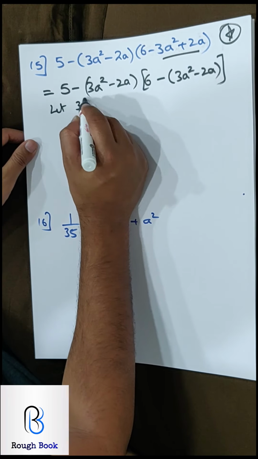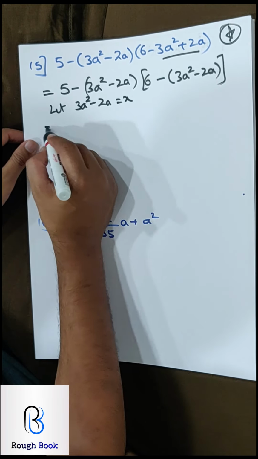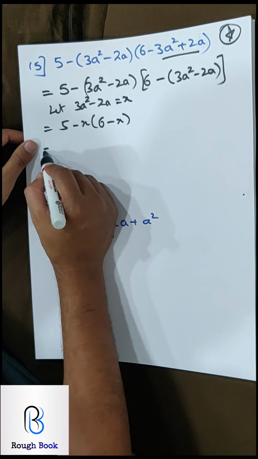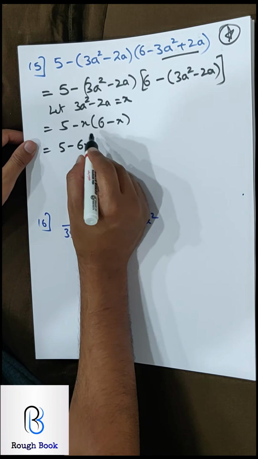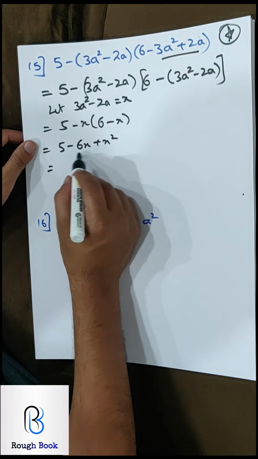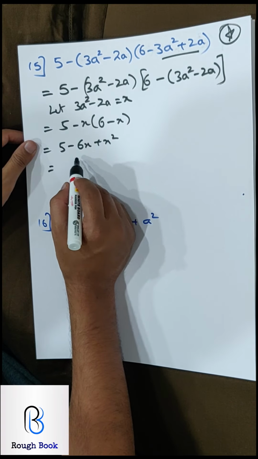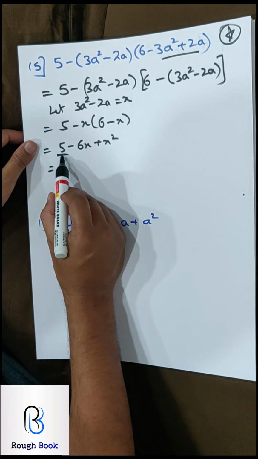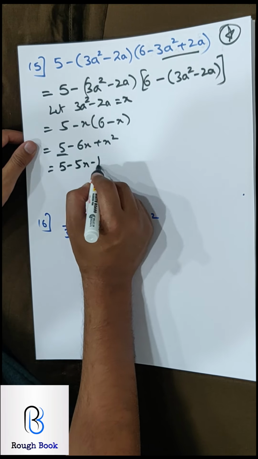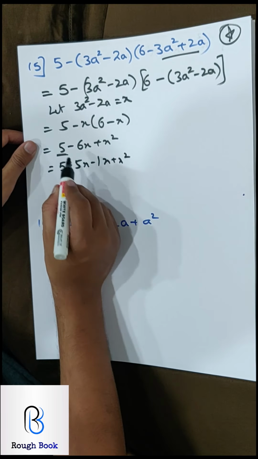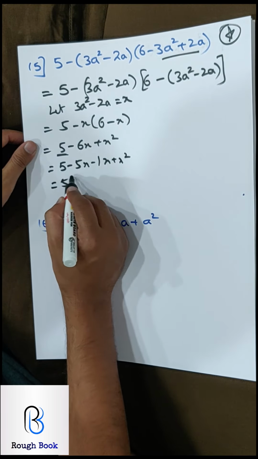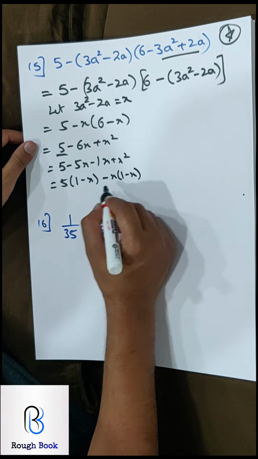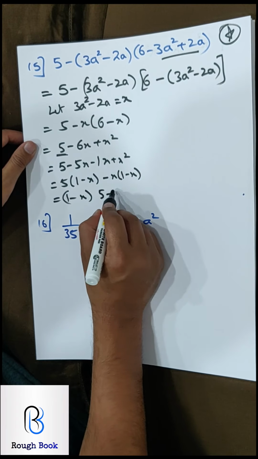So I will say let 3a square minus 2a be x now. So 5 minus x, 6 minus x. Open the brackets. 5 minus 6x plus x square. Now split the middle term. So that will be 3 2s are. Minus 3 minus 2 will give me, no, I need to get 5, not 6. So 5 1s are. So minus 5 minus 1. So that will give me positive 5 and the total will be minus 6. 5 common. So I'll get 1 minus x. Minus x common, I'll get 1 minus x. So 1 minus x, 5 minus x.